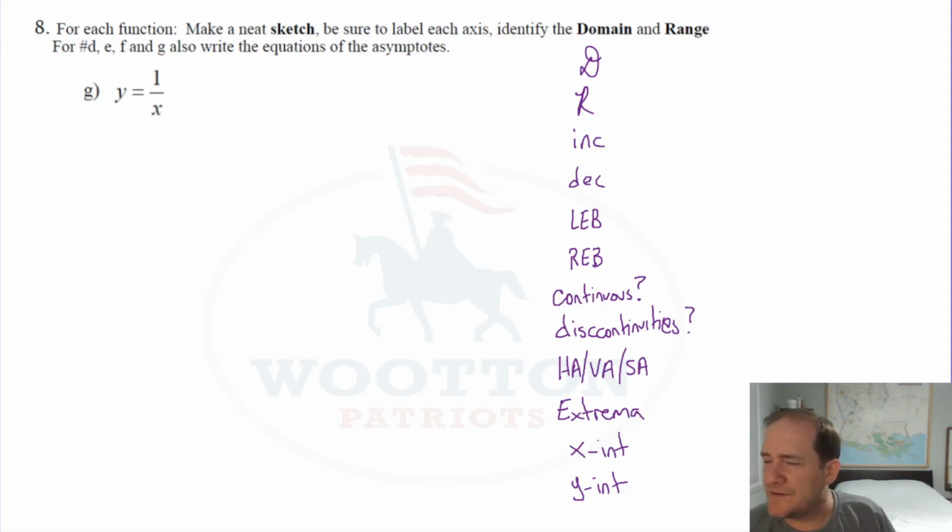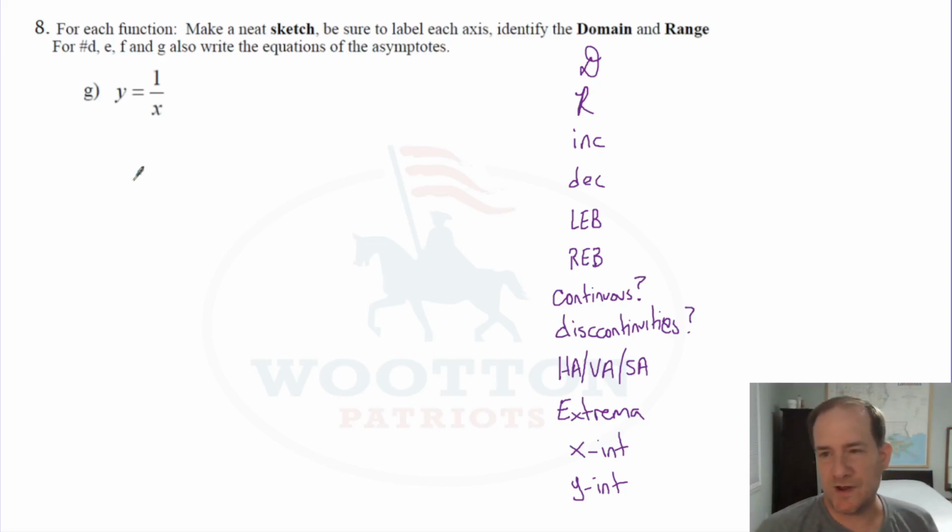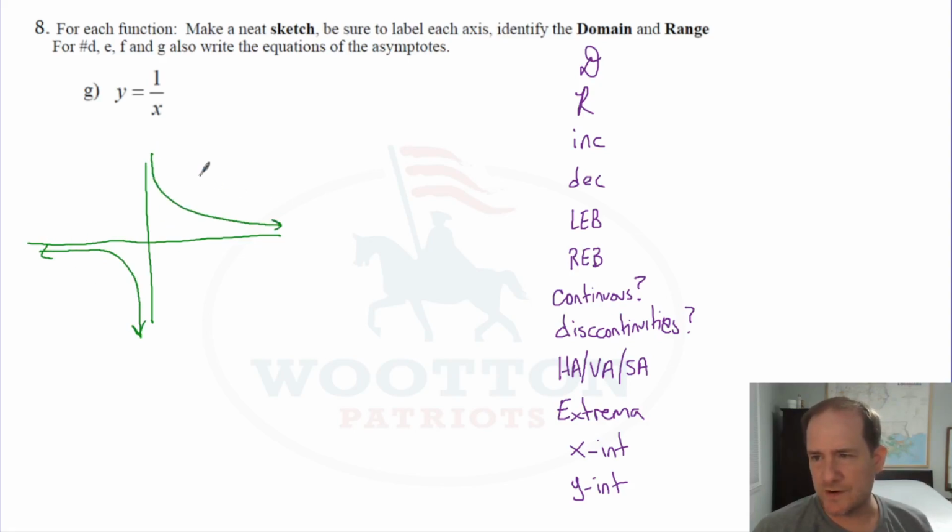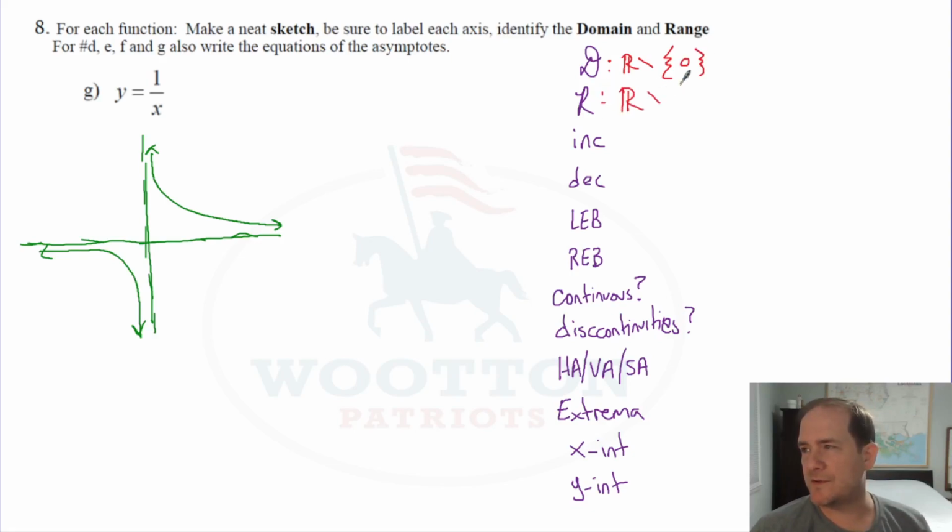1 over x. I kind of already talked about that one. This should be a piece of cake because it's literally one of our parent functions. We know that it's down here in quadrant 3, looking all hyperbolic, then up here in quadrant 1, looking all hyperbolic, and it's got asymptotes at 0 and 0. I'm going to go fast through this because we already did an example very much like this, but our domain would be our real numbers, except for the bad one, which is 0, where we have our asymptote. The range is exactly the same. It's our real numbers except for 0 because of our horizontal asymptote.